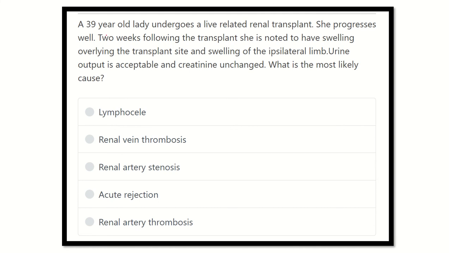So here we can see a 39 year old lady undergoes a live related renal transplant. She progresses well, but 2 weeks following the transplant, she is noted to have swelling overlying the transplant site. So the important thing here is the swelling, and this swelling occurs at the transplant site, and the swelling is also present in the ipsilateral limb. So the main problem here is swelling at the transplant site and swelling of the ipsilateral limb.